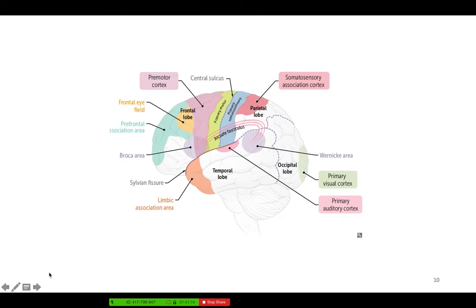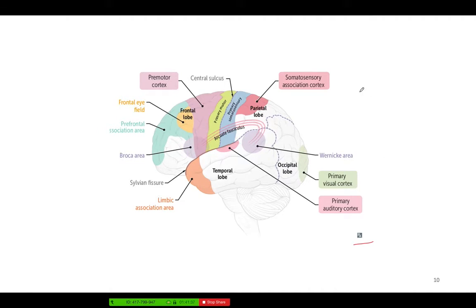Okay, so getting into the central nervous system, here is our cerebral cortex. Isn't it beautiful? This is an image from our First Aid, Step 1, which we love, and it shows all of the more important areas, I should say, that we need to know from the cerebral cortex.